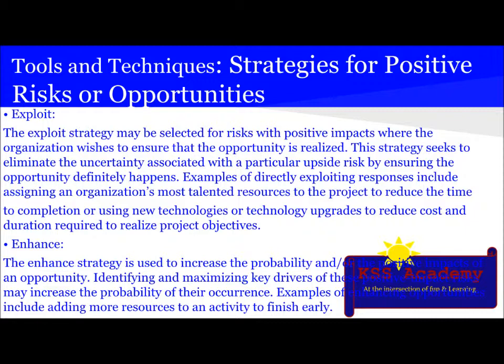Examples of directly exploiting responses include assigning an organization's most talented resources to the project to reduce the time to completion, or using new methodology or technology upgrades to reduce cost and duration required to realize project objectives. Next action is enhance. The enhance strategy is used to increase the probability or the positive impacts of an opportunity. Identifying and maximizing key drivers of this positive impact risk may increase the probability of their occurrence. Examples of enhancing opportunity include adding more resources to an activity to finish early.